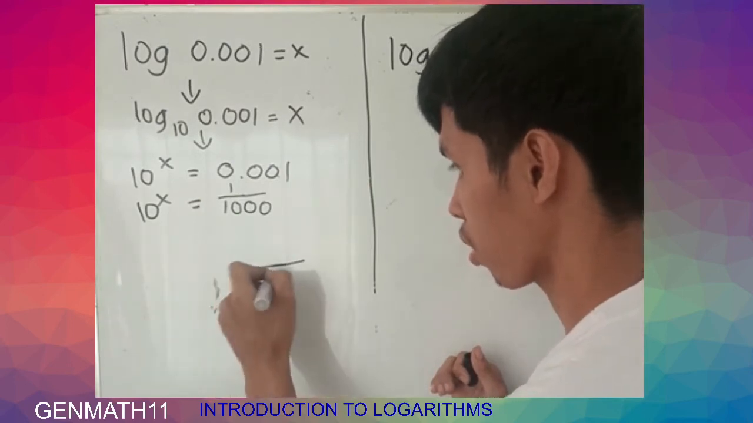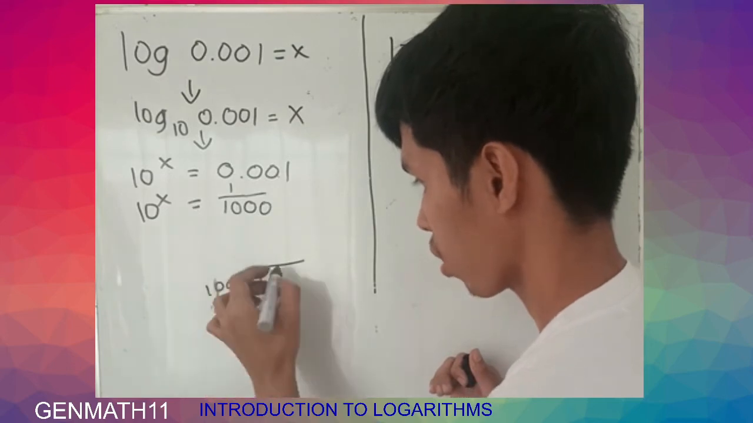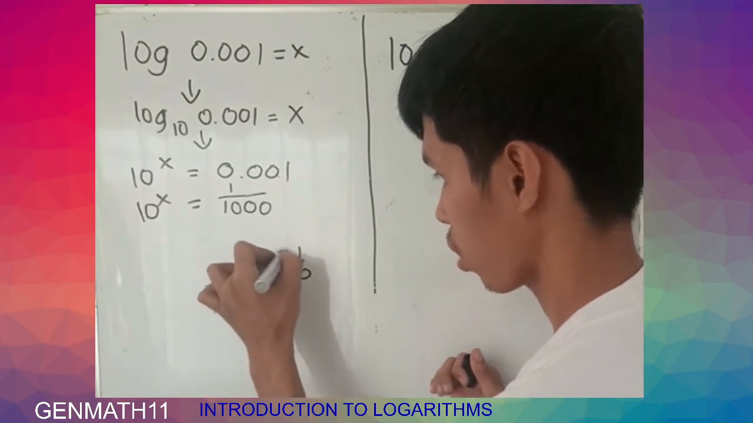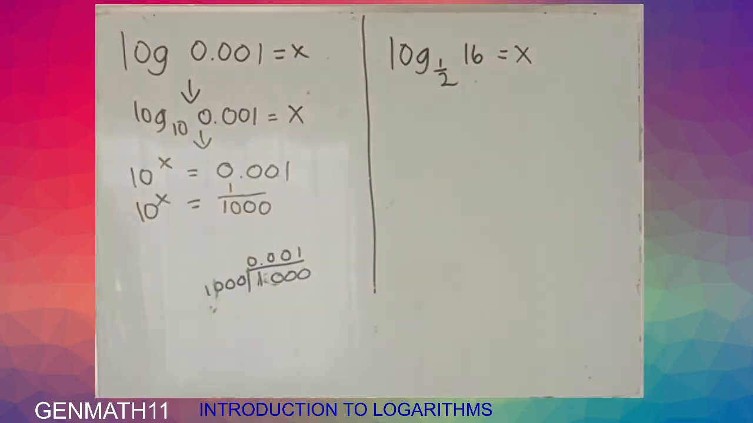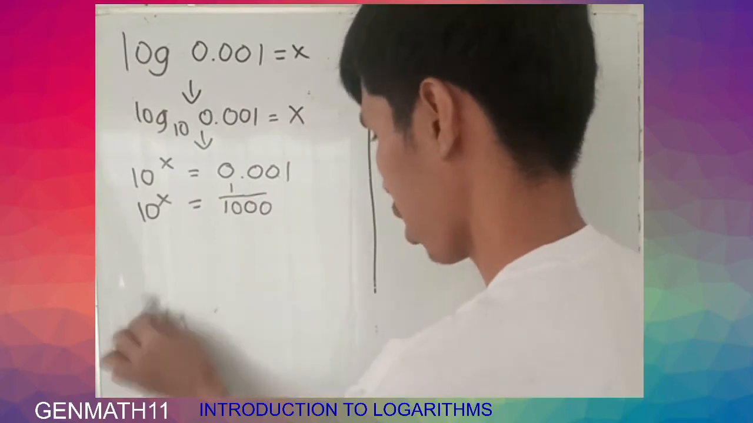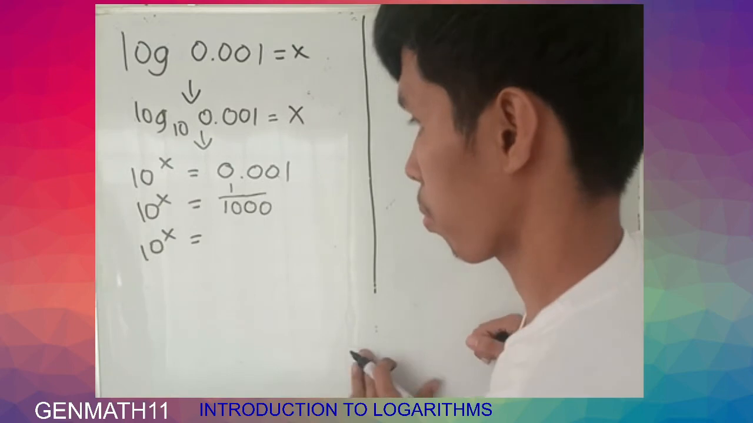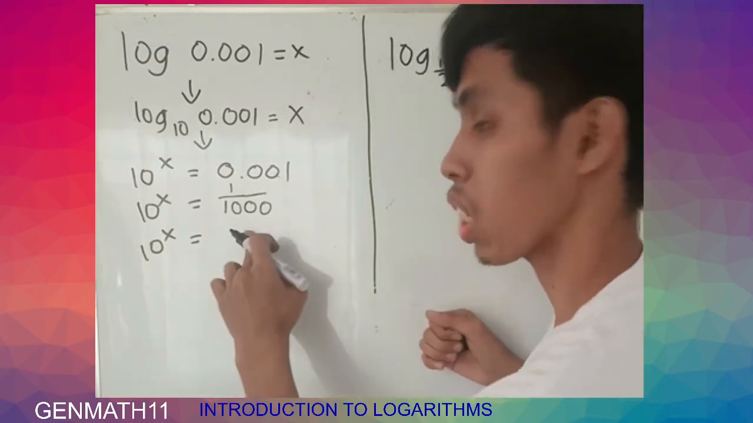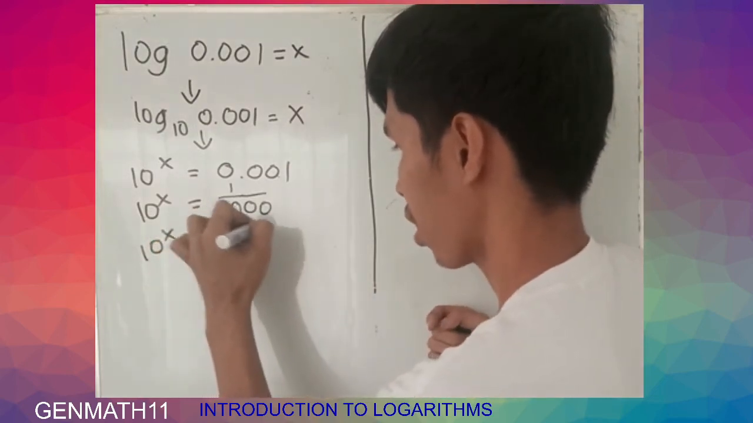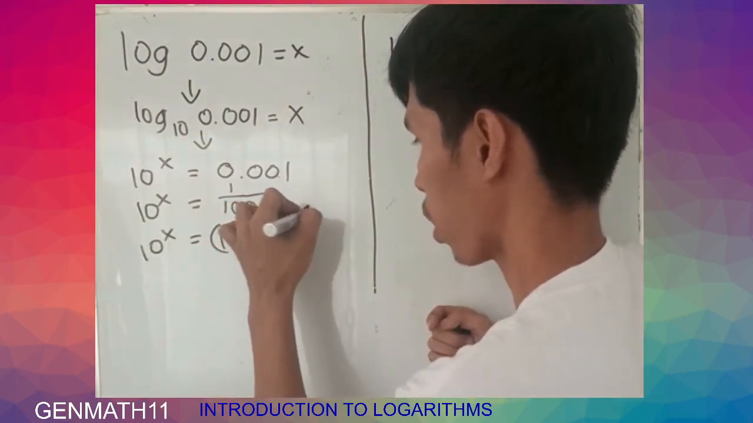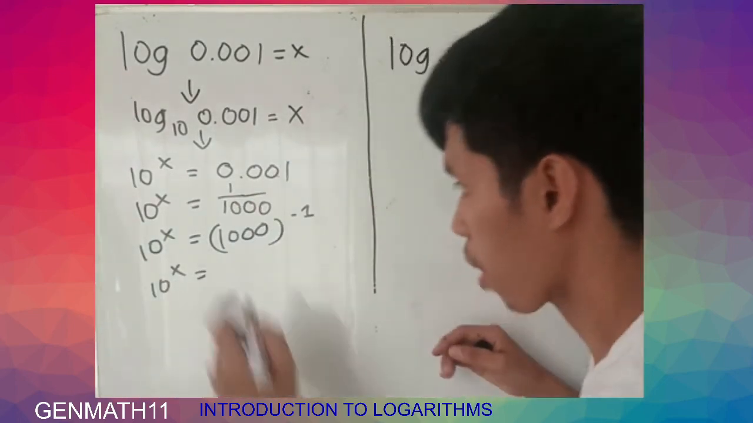1 divided by 1,000. Okay. So, tama pala. 1 over 1,000. Okay, next. So, tatranslate naman na natin to sa, gagawin natin negative yung exponent or babalik rin natin, magiging 1,000 raised to negative 1. Next, 10 raised to x equals to, anong equivalent niya kapag ang base natin is 10?